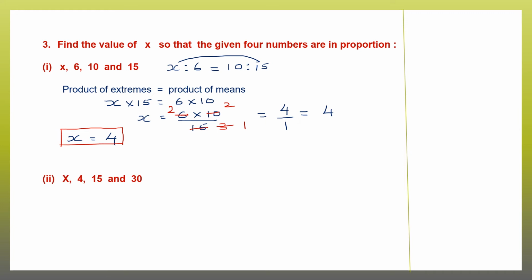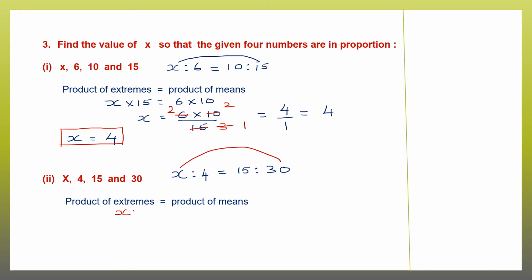Question 2. X, 4, 15 and 30. So first let's write them as two ratios. So that will be x is to 4 is equal to 15 is to 30. We take the first two numbers to be the first ratio and the next two numbers to be the next ratio. Now product of extremes is equal to product of means. Extremes are x and 30. So x into 30 should be equal to the means, which is 4 into 15. So let's find x.